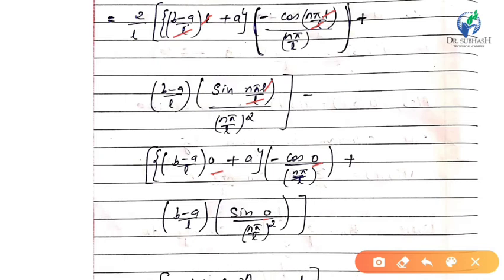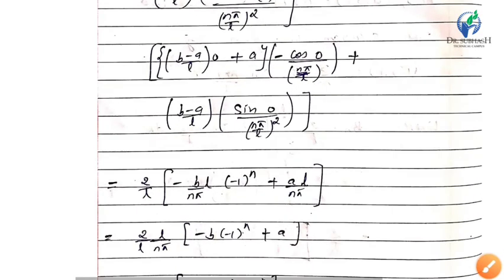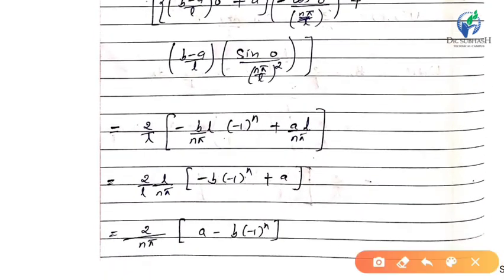Now in the next term, you can see this b minus a upon L is 0. So this term will be 0. Only a will be left and cos 0 is 1, so I will put the value here as 1. And sin 0 is again 0, so this whole term will become 0. So my next step will be minus bL upon n pi. Cos n pi value we have substituted as minus 1 raised to n, and here the value of cos 0 we have substituted as 1. Now we will simplify this equation.